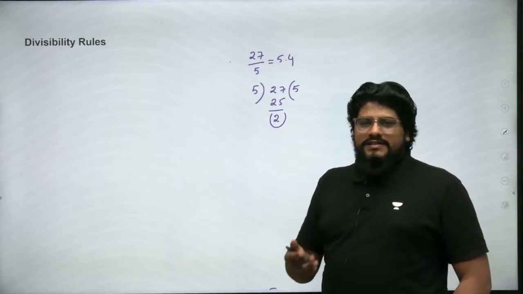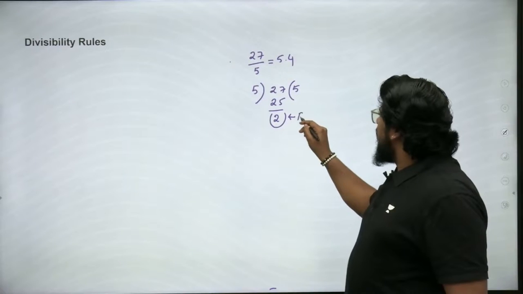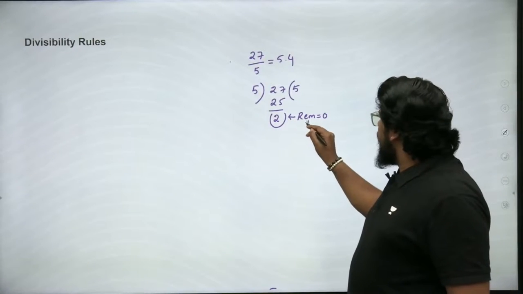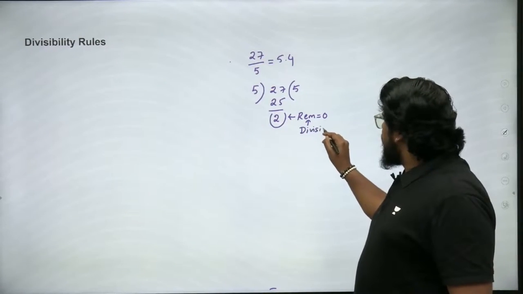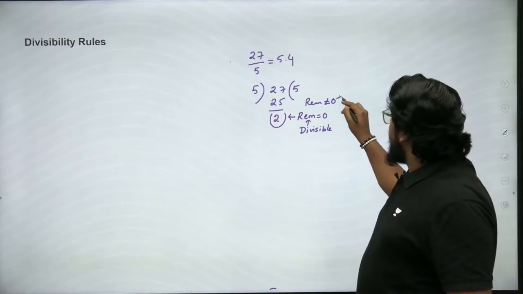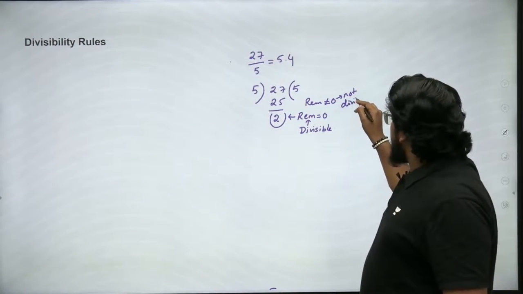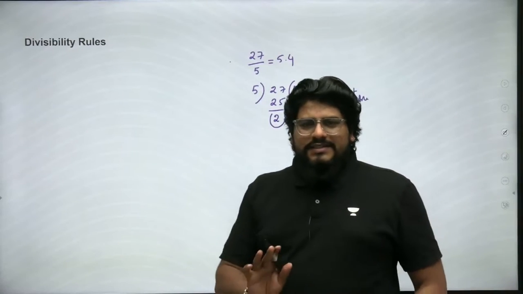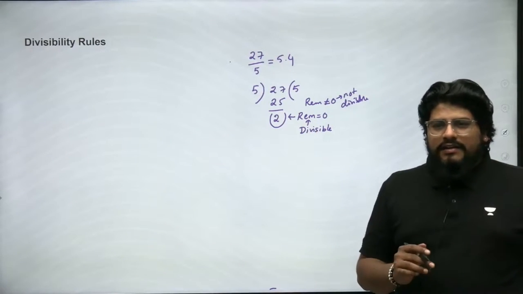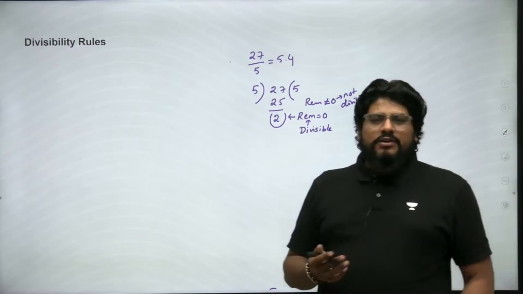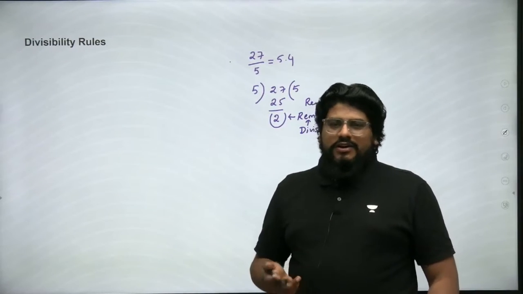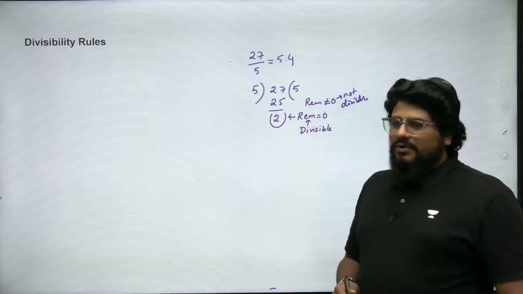We can actually say that a number is divisible by another number only when the remainder is 0. So if the remainder is 0, then it is divisible. If the remainder is not equal to 0, then it is not divisible. Now for 27 by 5, we can divide and check the remainder and then get to know whether the number is divisible or not. But we cannot do it for every case. In some cases we don't even need to know the quotient or do the entire division. Hence, the divisibility rule comes in.